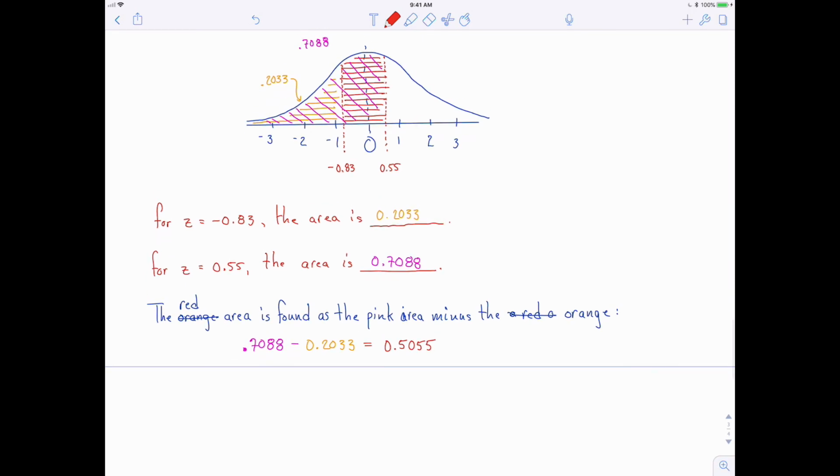And so we could formally write our answer as the probability of z being between negative 0.83 and 0.55 is 0.5055. And remember that that's also the same as saying 50.55% of the area under the normal curve.